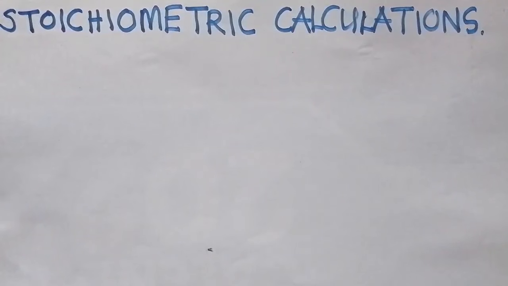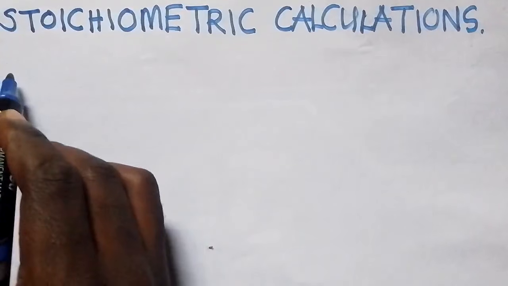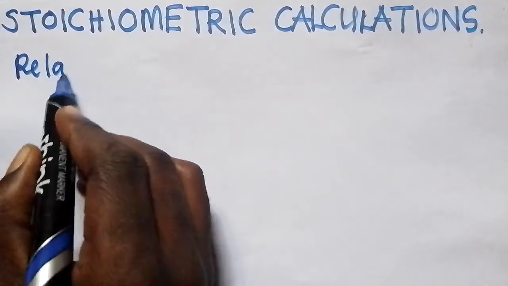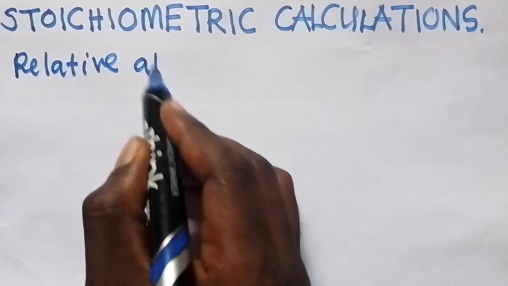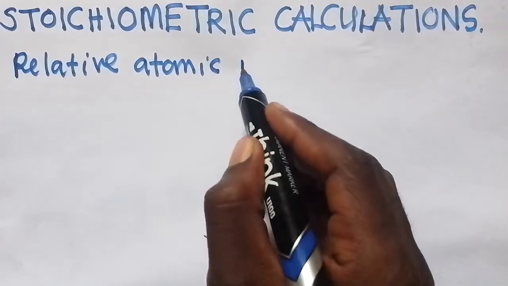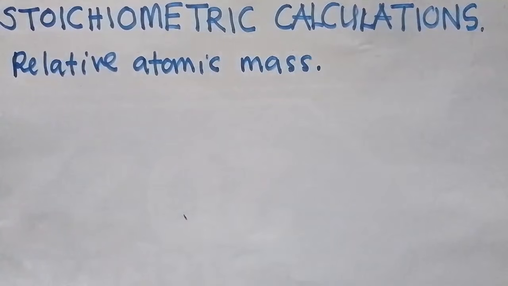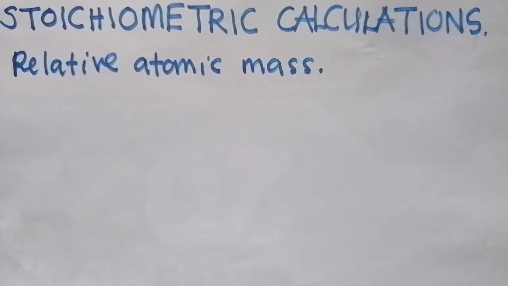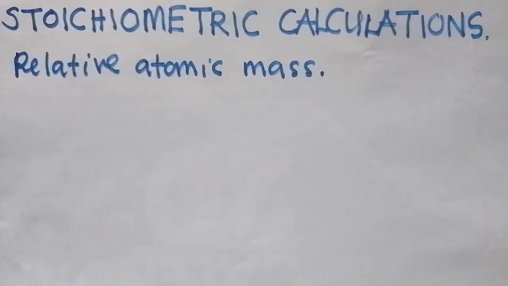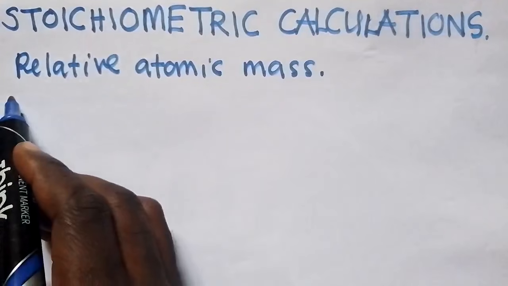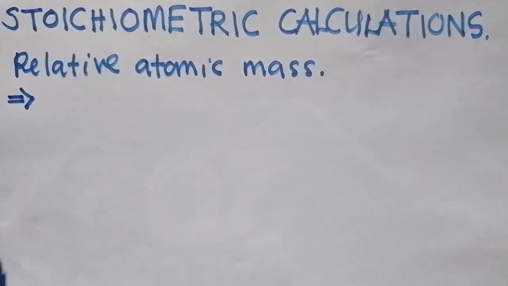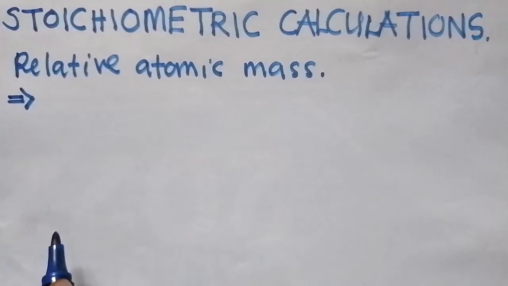Under stoichiometric calculations, the first thing that you need to understand is how to find the relative atomic mass. This is the first thing that you need to know. How do you calculate the relative atomic mass? Maybe if a question comes in an exam where you are told to define the relative atomic mass.